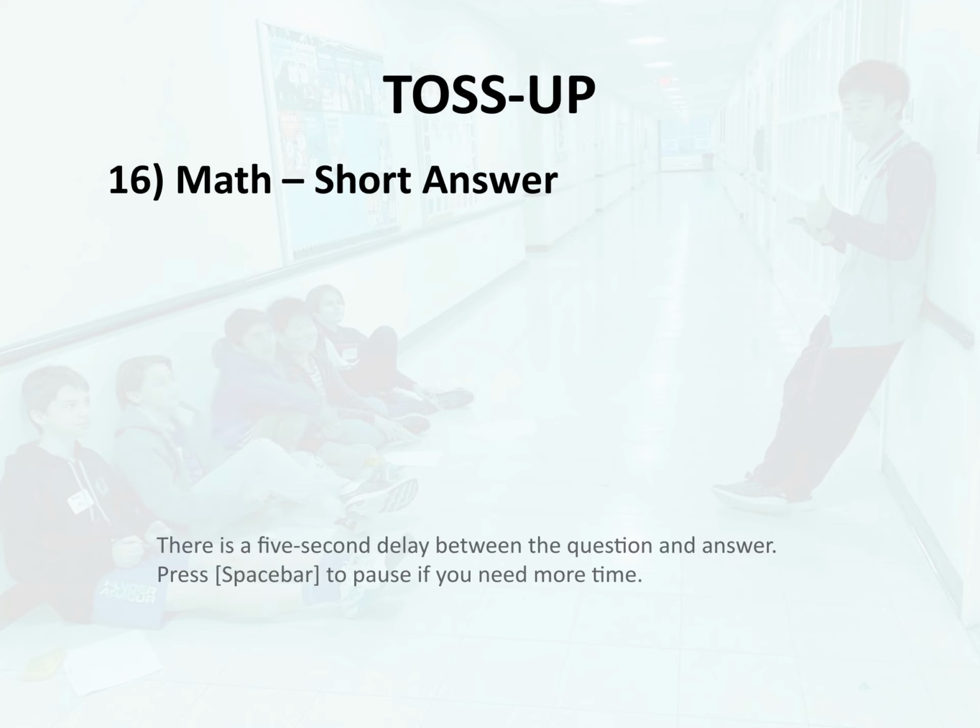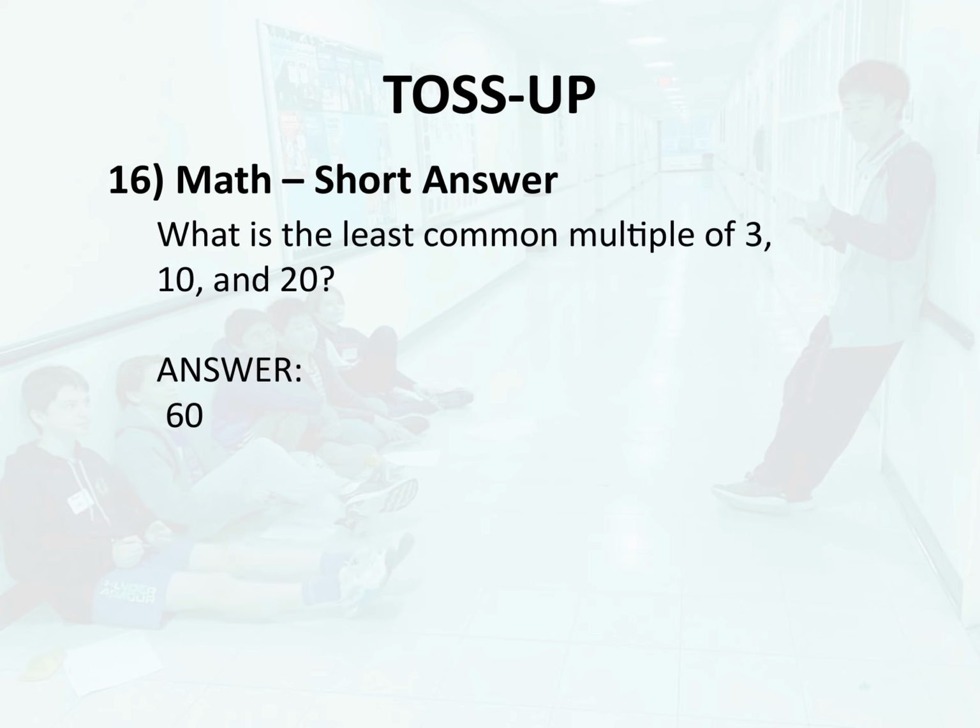Toss-up 16. Math, short answer. What is the least common multiple of 3, 10, and 20? Answer, 60.